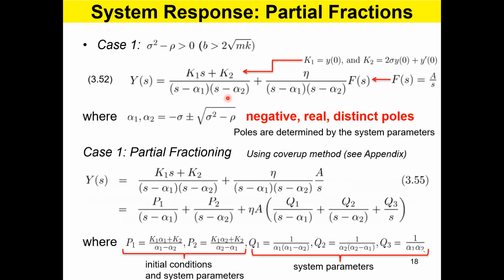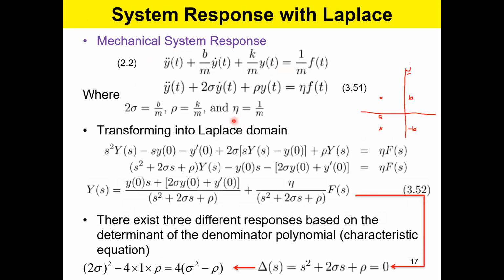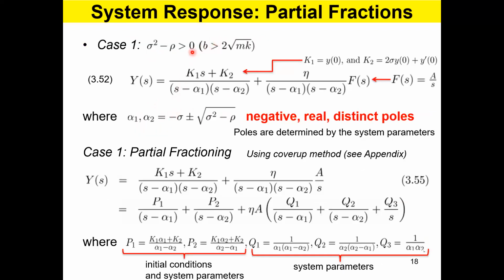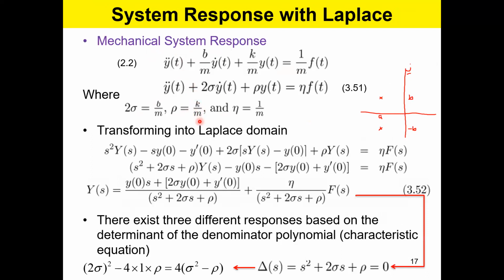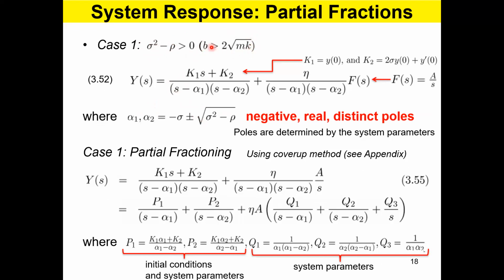So let's take the first case, right? Where sigma square is greater than rho, or in other words, sigma square minus rho is positive. So then if you substitute for sigma, which is b over 2m, and rho is k over m, right? If you substitute these two over here, you get the inequality as b is greater than 2 times square root mk. Right? So what does it mean?